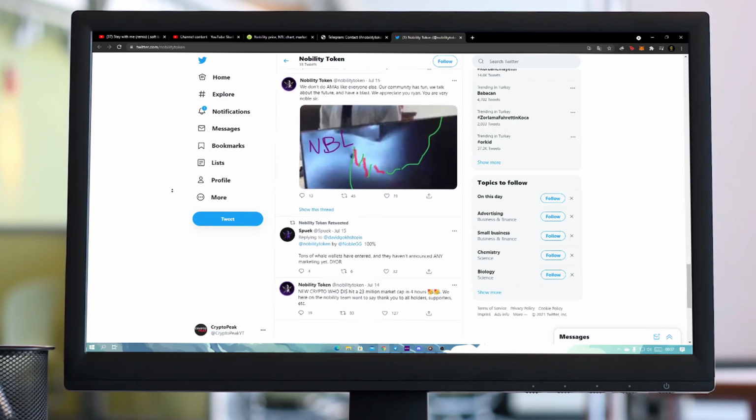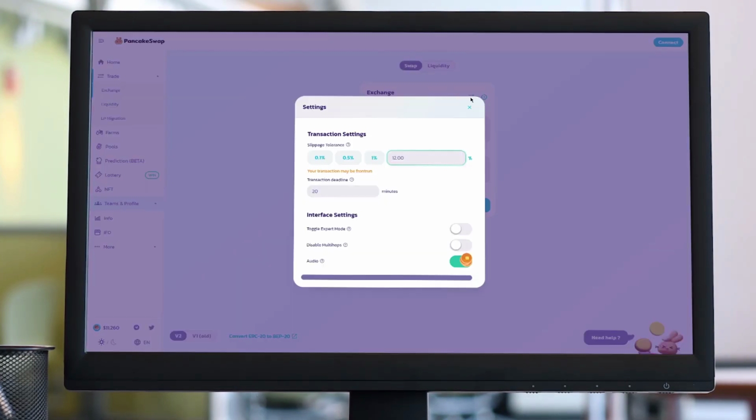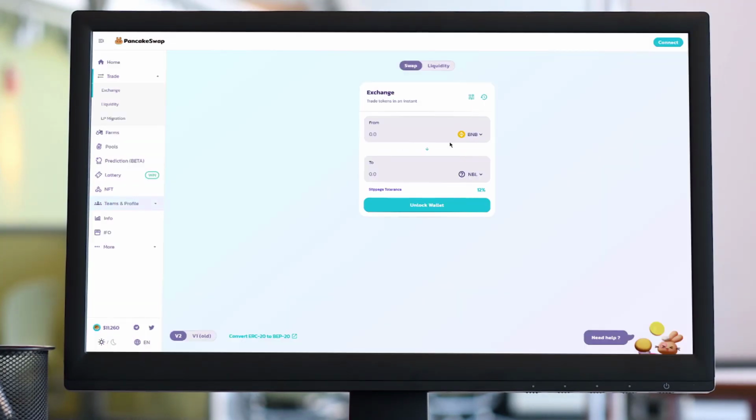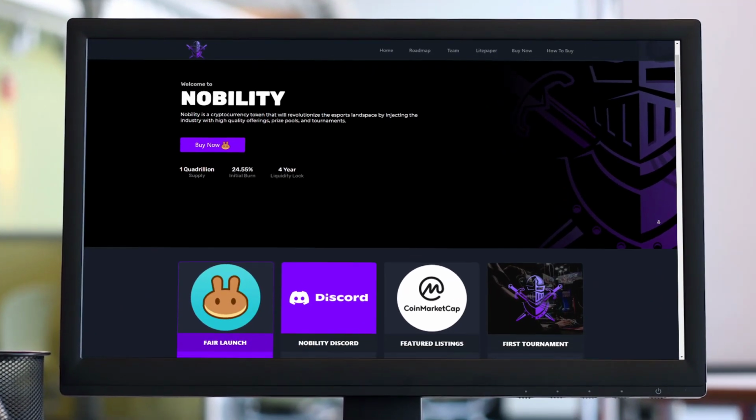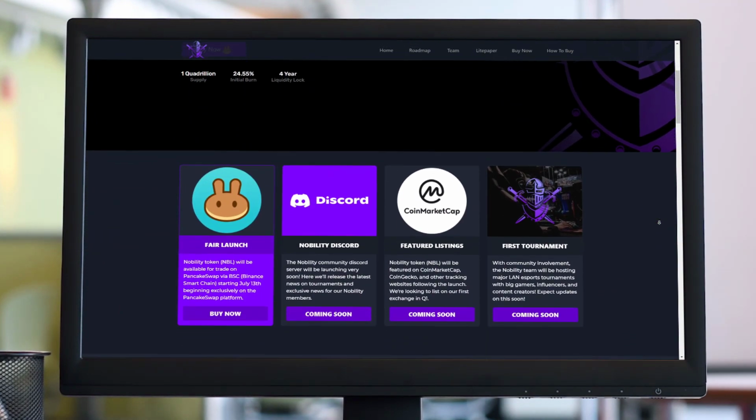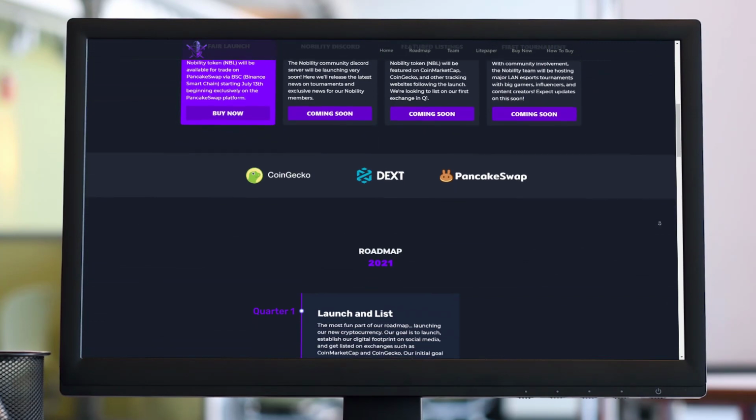Overview. Nobility, a hyper-deflationary frictionless reflection token with reward mechanism featuring an automatic liquidity acquisition. Here you can see their fair launch: Nobility token, NBL for short, will be available for trade on PancakeSwap via BSC, Binance Smart Chain, starting July 13th, beginning exclusively on the PancakeSwap platform.